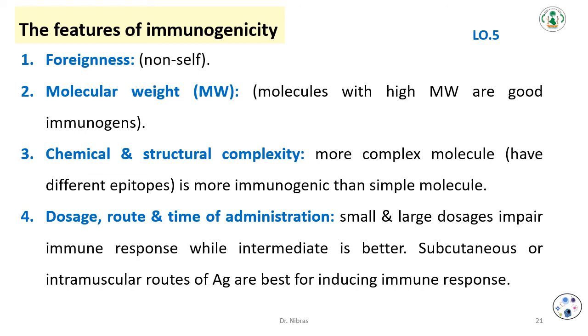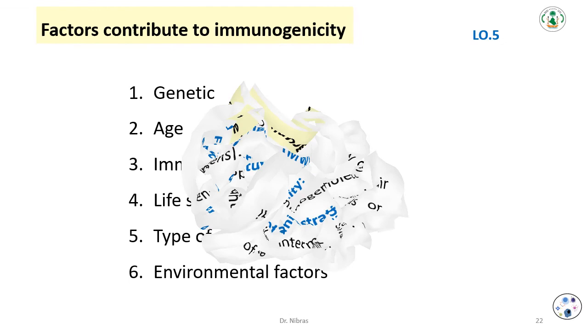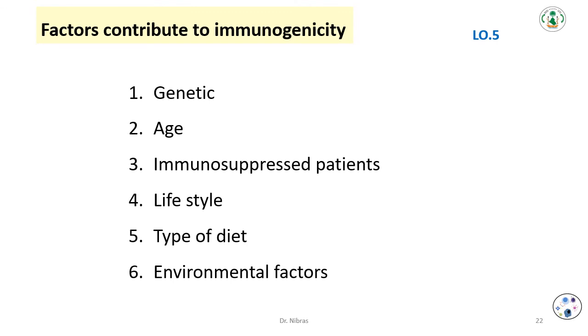Features of immunogenicity include foreignness, molecular weight, chemical and structural complexity, dosage, route, and time of administration of the antigen. All these affect the immunogenicity of an antigen. Factors that contribute to immunogenicity include genetics, age, immunosuppressed patients, lifestyle, type of diet, and environmental factors. All these factors affect immunogenicity.